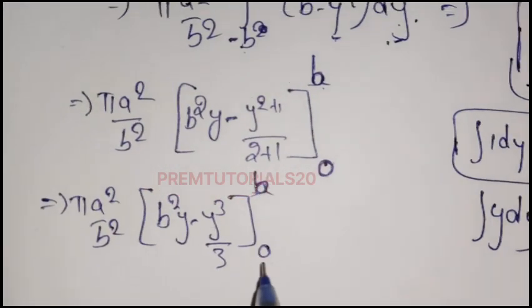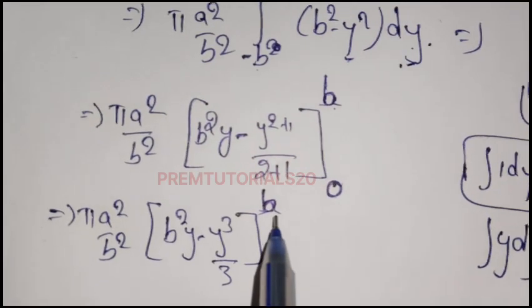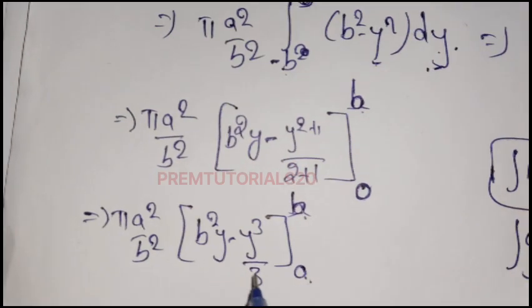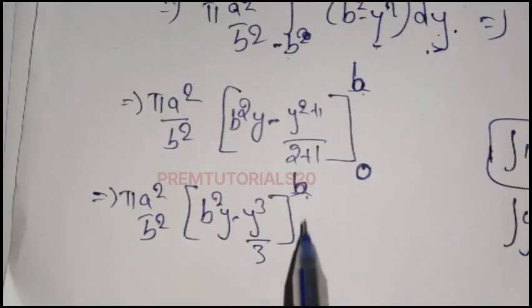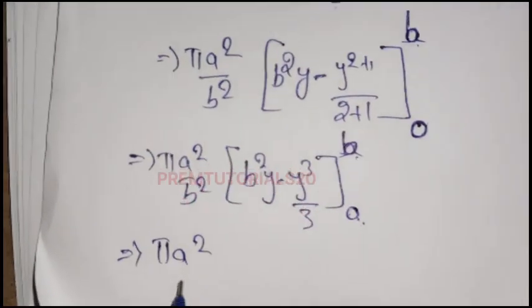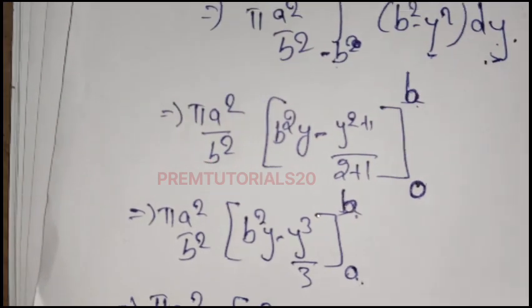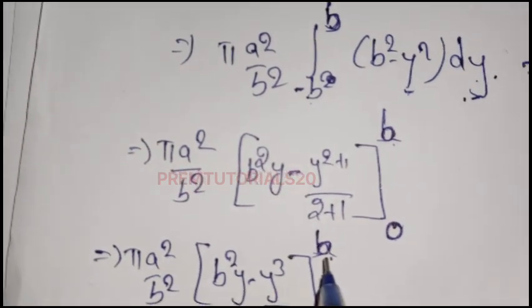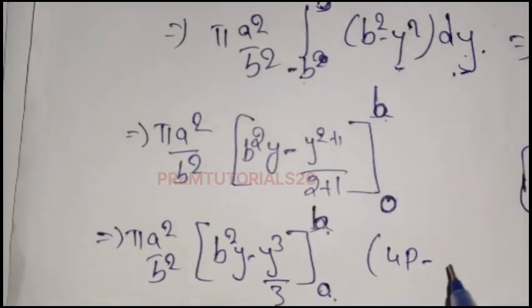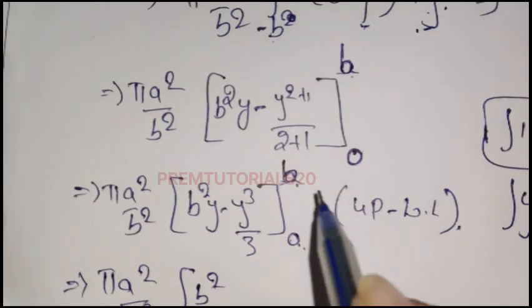Now it's time to apply limits. What are the limits we have? 0 to b. So these are the y limits. Now in the place of y we are going to replace 0 and b. Now let us solve pi a square by b square. So the formula for applying limits is upper limit minus lower limit.